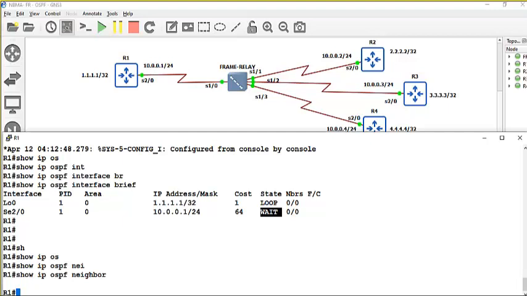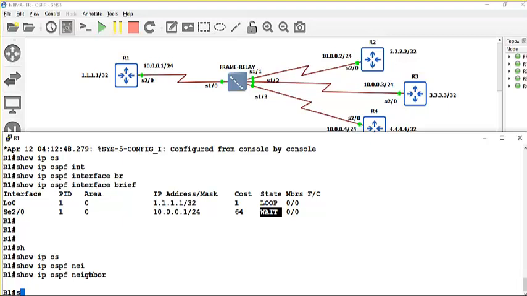We have to configure the neighbor manually. Yeah, neighbors are not dynamically discovered when you have non-broadcast as the mode. Kindly mute. Good point. The default mode is non-broadcast. When you have frame relay, the default NBMA mode is non-broadcast. I want to show you that.